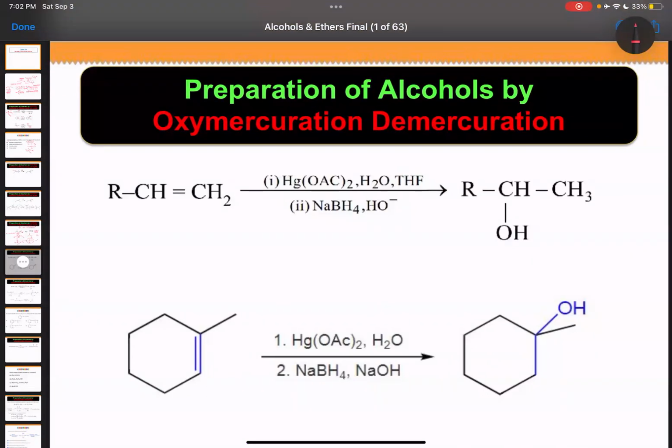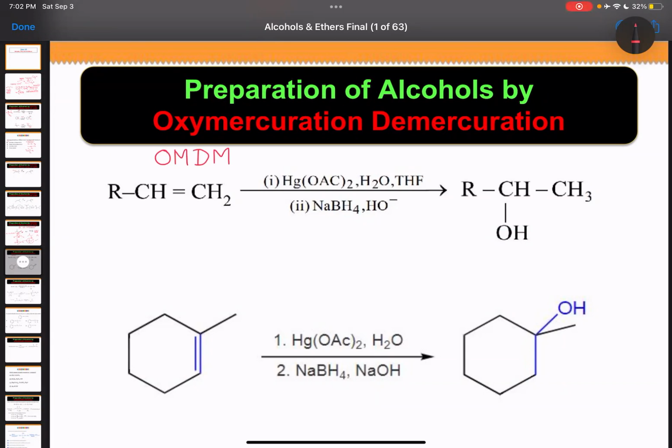Yeah. And the method is oxymercuration demercuration. Is it clear? Yes, sir. In short, it is known as OMDM. Okay, OMDM. This is the abbreviated name.